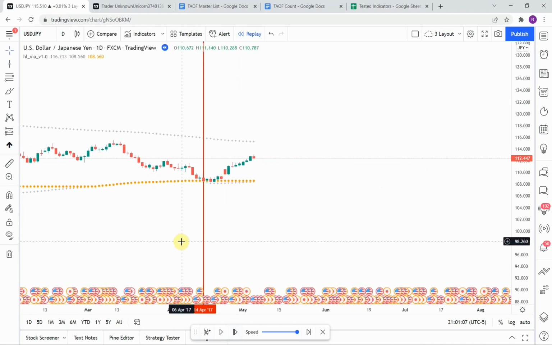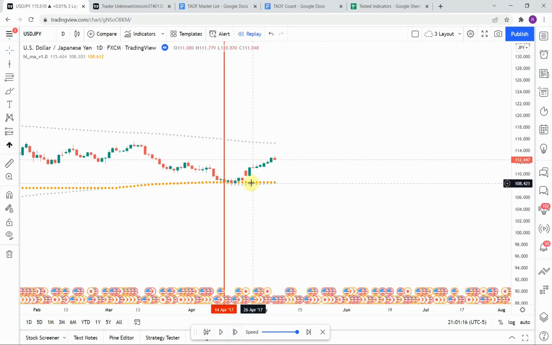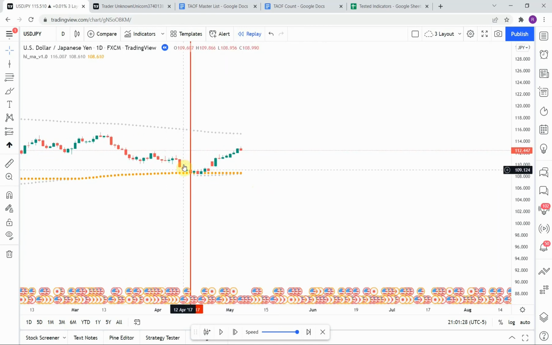Right, so the first signal that we pick up is a short signal. Right here, you can see that the price action breaks down below the orange dots, but just barely breaks down below them. Unfortunately, price action pretty much immediately takes off to the upside, which stops us out on that one. Let's go ahead and continue on.